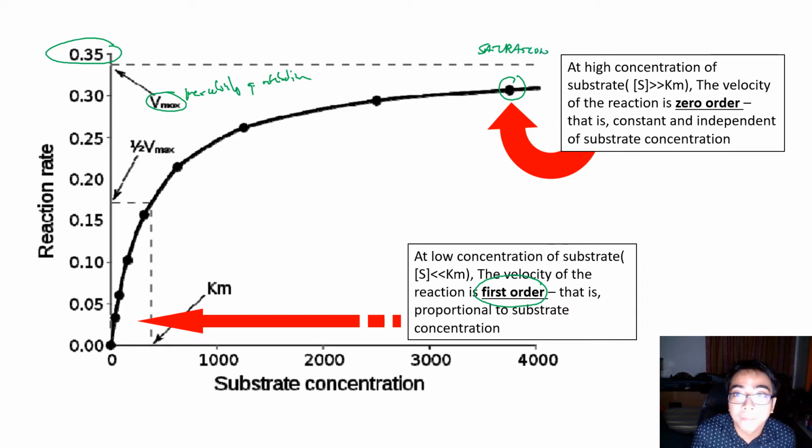Okay, saturation point. Once you start reaching this point, class, no matter how high you increase the dose, the rate of metabolism will not change. It's not going to change. Hence, the process becomes a zero-order process. Okay?